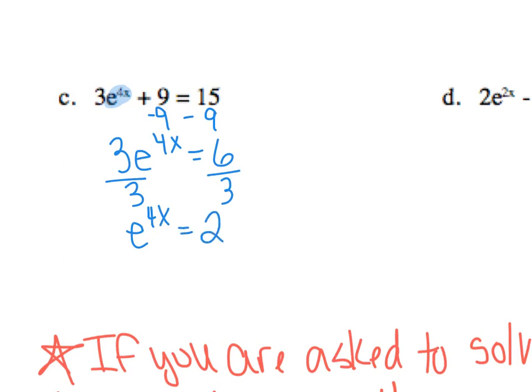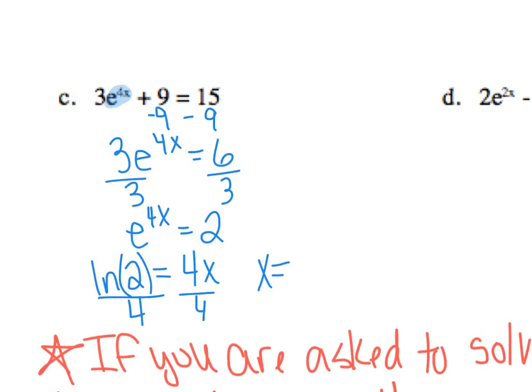Next, I have a variable in my exponent and a base of e, which means I need to use natural log in order to solve that, which means I have the natural log of 2 equals 4x. I don't want 4x, I want x, so I'm going to divide everything by 4. If you do the natural log of 2 and divide that by 4 in your calculator, you should get 0.173.